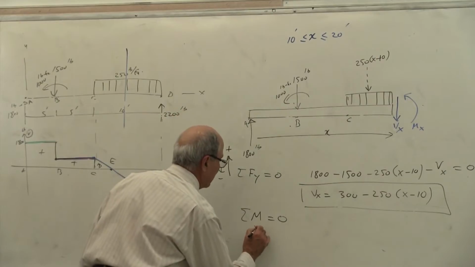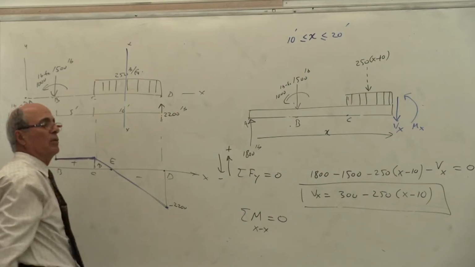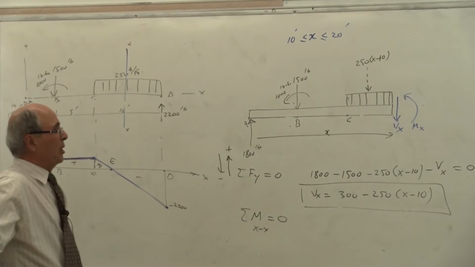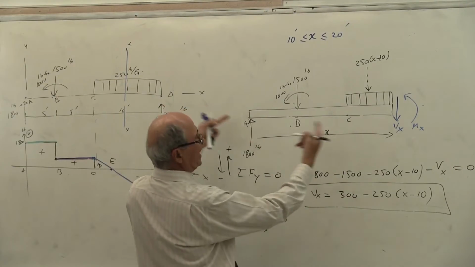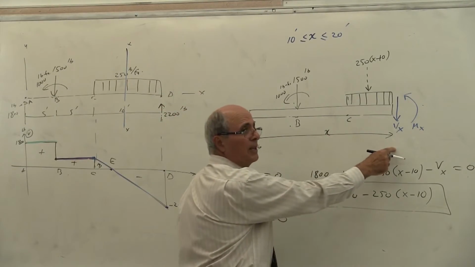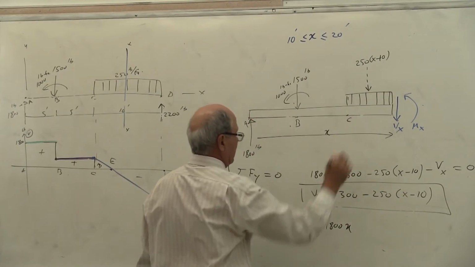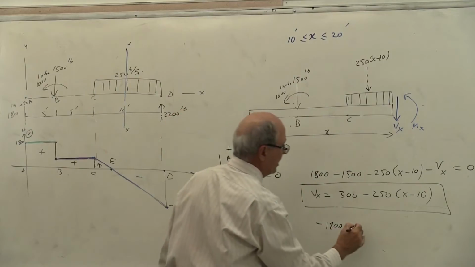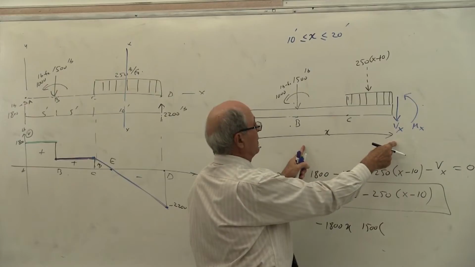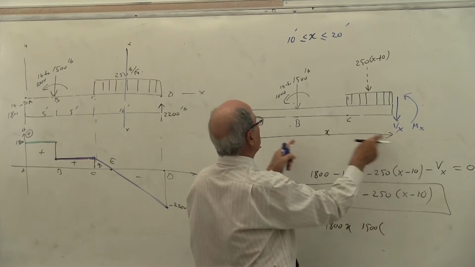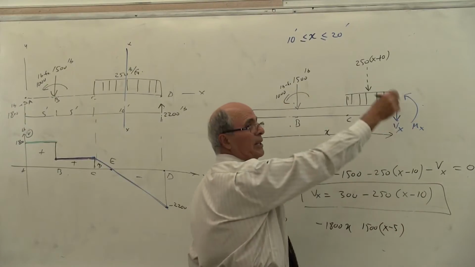So yes, you are right. At section XX, let's call that section XX or AA or whatever you want to call it. So the moment about that point equal to 0, which become the following. So look at this. This is again a static. 1800 times x, positive or negative? Negative, obviously. Then 1500 times what? 1500 times this distance, which is, come on guys, be quick. X minus 5, that's right. X minus 5. Is it plus or minus?